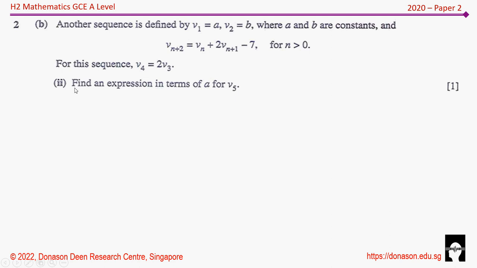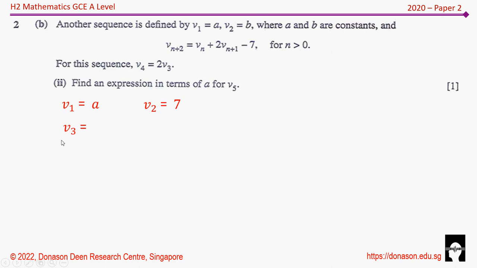It says, find an expression in terms of a for v5. So this time, just now we went up to v4, and now we want an expression in terms of a for v5. Our v1 was a, and our v2 was 7, because from the first part we worked out v2 was b, and the value of b, if this condition is satisfied, became 7. So don't use b, we're going to use 7.